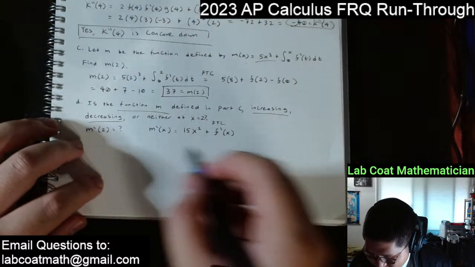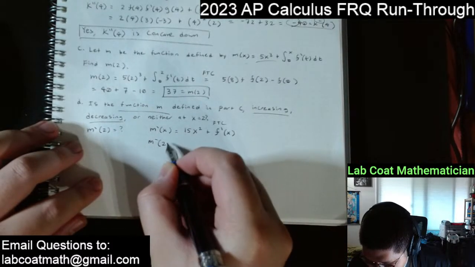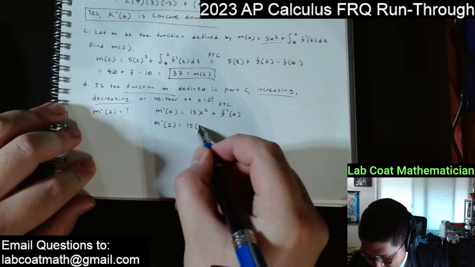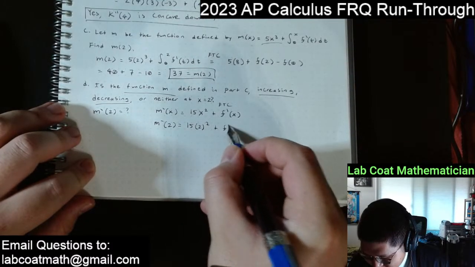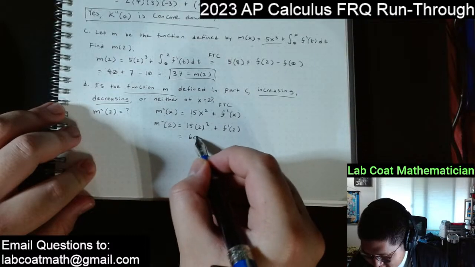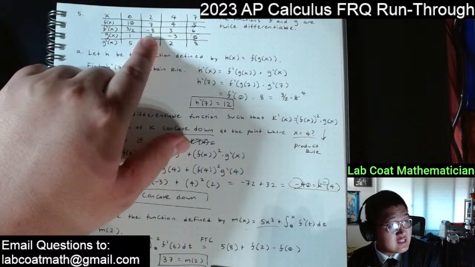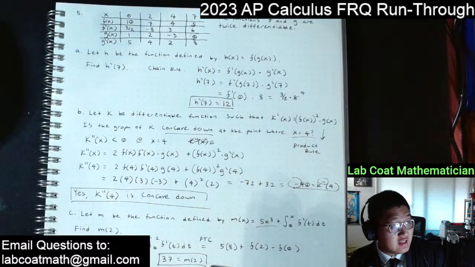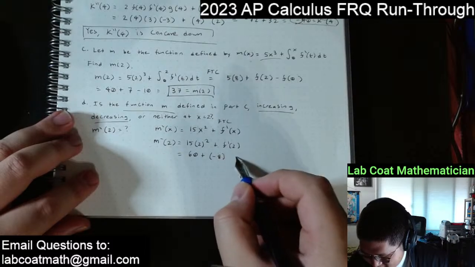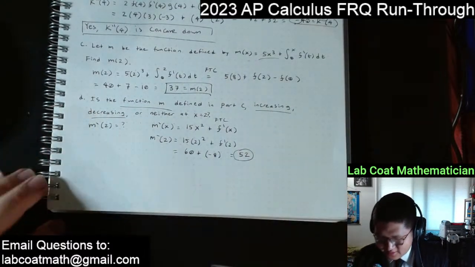Okay, so then if we plugged in for m prime of 2, we can see what our answer results in. So it's 15 multiplied by 2 squared plus f prime of 2. Okay, so 15 times 2 squared will be a positive 60 plus f prime of 2, which f prime of 2 right there is going to give us a negative 8. So 60 plus a negative 8 will give us a positive 52 as a result.